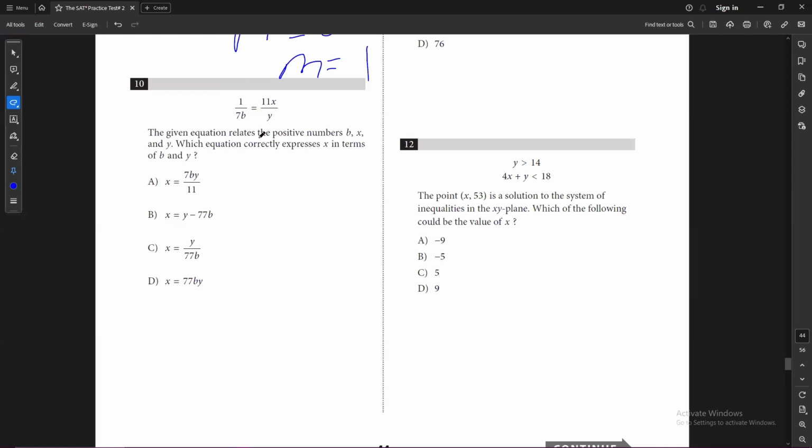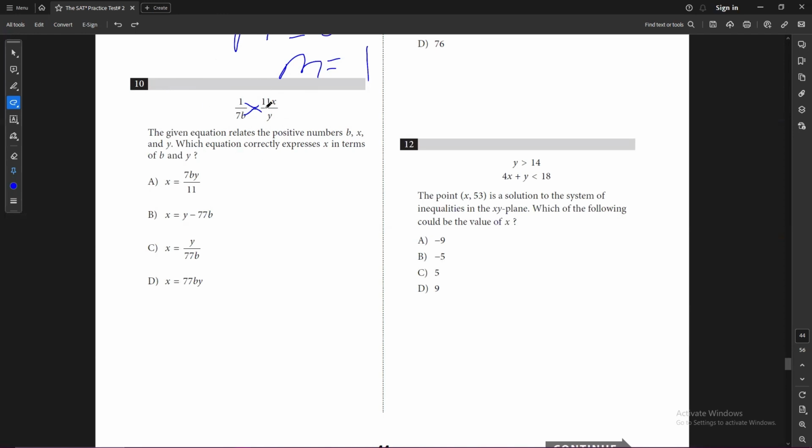Question number 10. The given equation relates the positive numbers b, x, and y. Which equation correctly expresses x in terms of b and y? If you want to get x, you can cross multiply these terms and get another equation. Remember, guys, if you have a fraction like 3 over 5 equals 6 over 10, you can cross multiply them and end up with an equation which will also be accurate and true. This is a very helpful way of solving fractional equations.